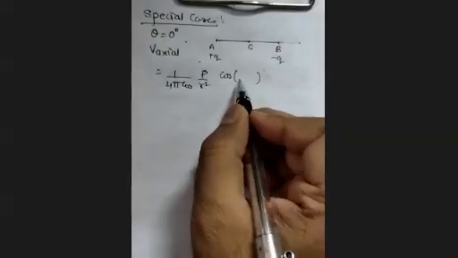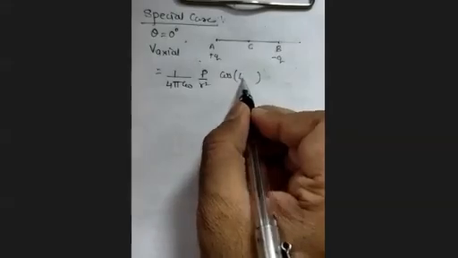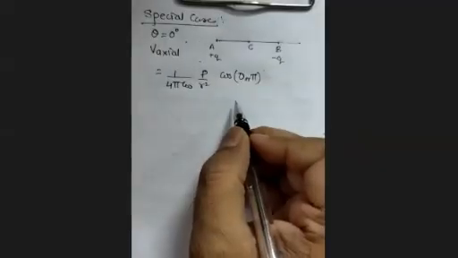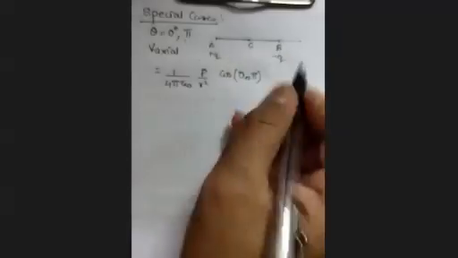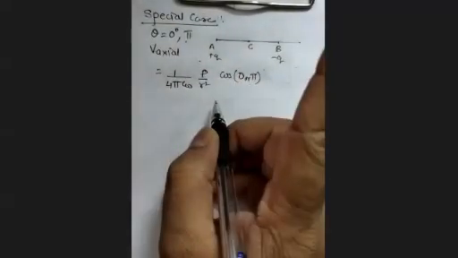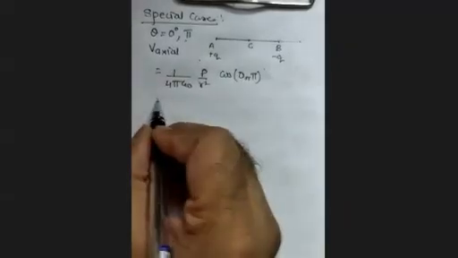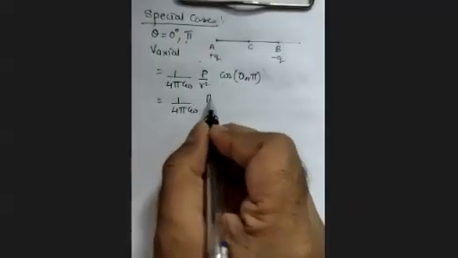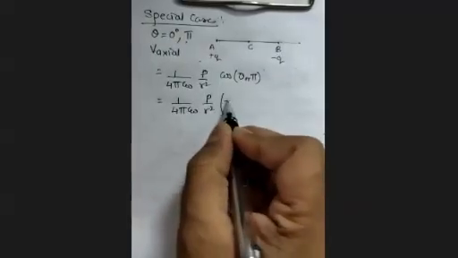cos 0. Now the angle can be 0, or it can be 180, positive angle and negative angle, inside or outside. So cos 0 has value 1 and cos 180 has value -1. So that's why we have the formula 1/4 pi epsilon naught P upon R square into plus or minus 1.